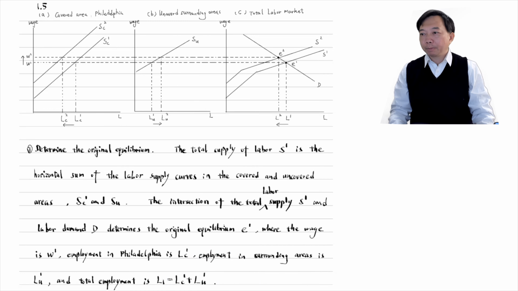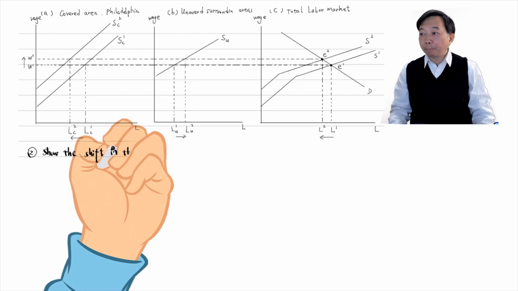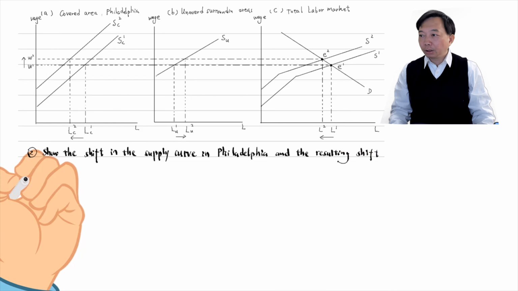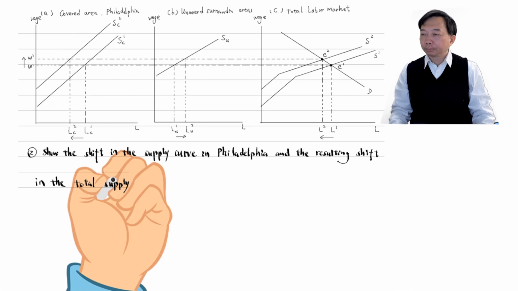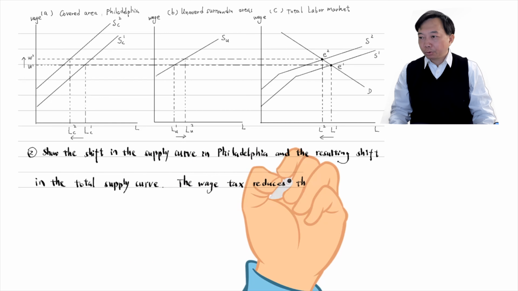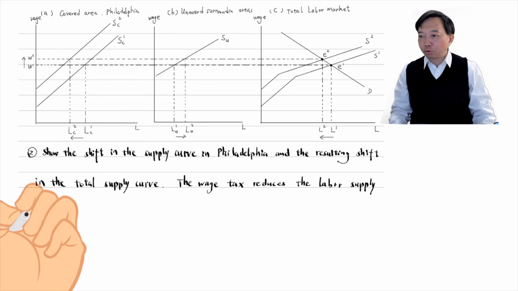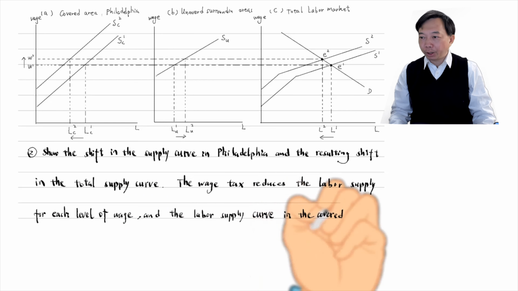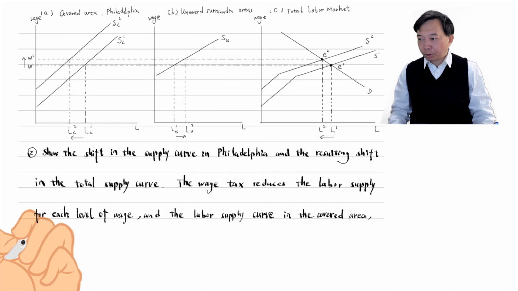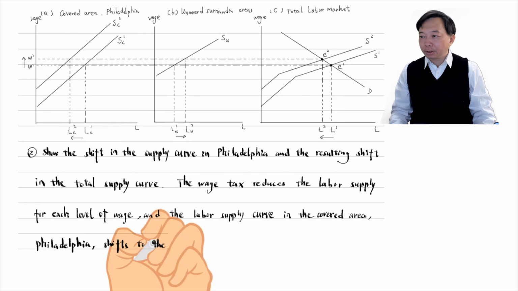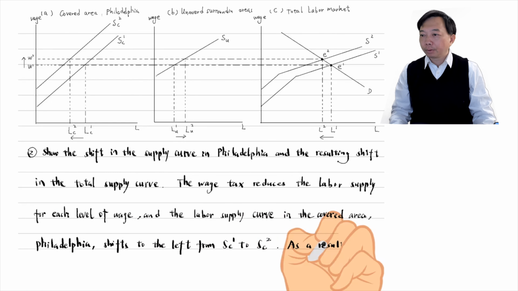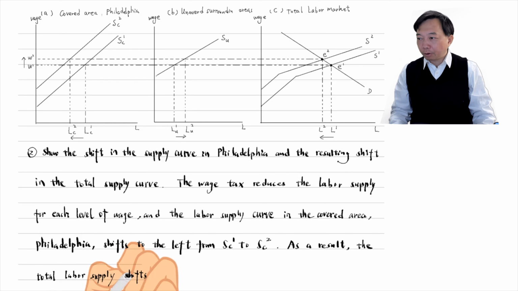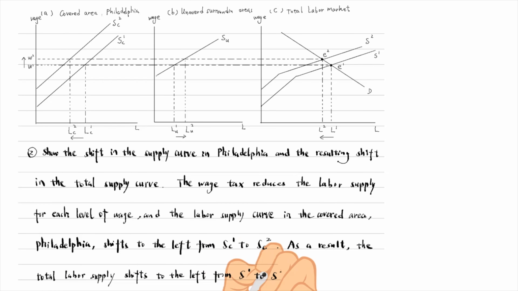In the second step, we show the shift in the supply curve in Philadelphia and the resulting shift in the total supply curve. The wage tax reduces the labor supply for each level of wage, and the labor supply curve in the covered area, Philadelphia, shifts to the left from SC1 to SC2. As a result, the total labor supply shifts to the left from S1 to S2.